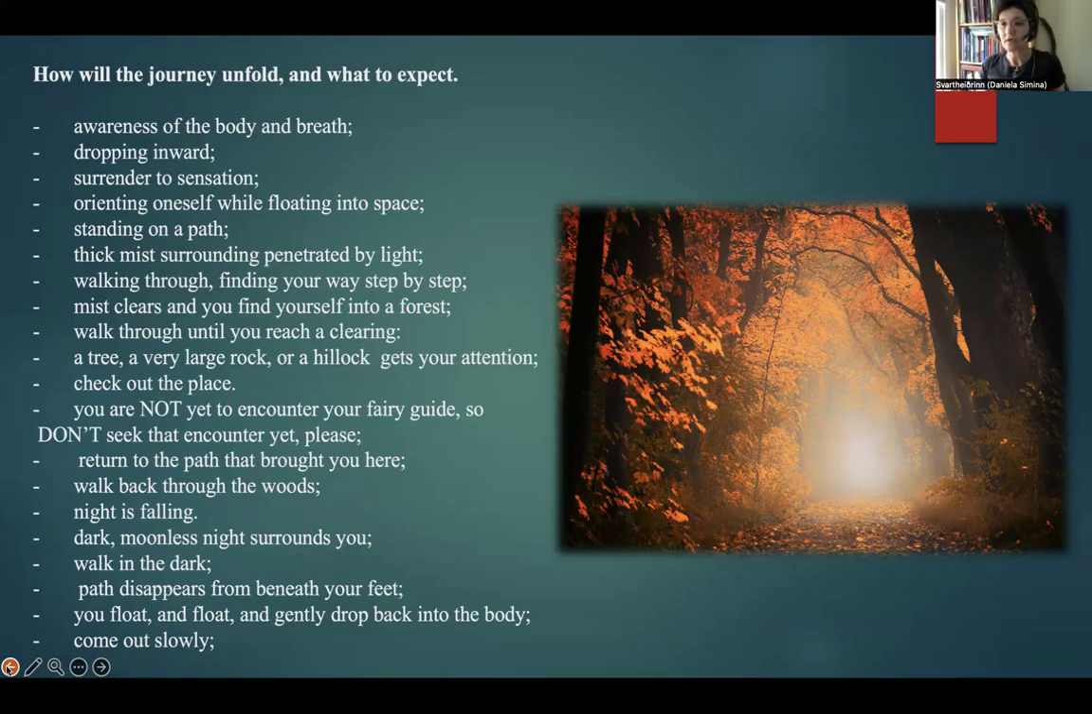Your visit is about to end. So politely say your goodbyes. And begin moving away from your guide and from the place. You can turn around and walk back toward the path that brought you here. And then find your way through the woods.